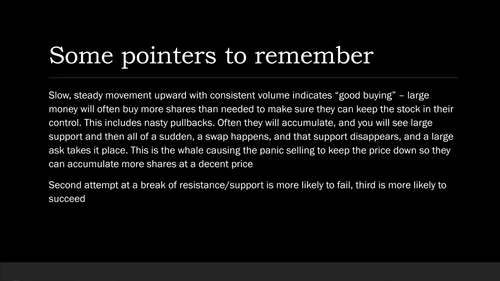Let's get to the points to remember. I think I got a few minutes left. So slow and steady movement upward with consistent volume indicates good buying, right? Large money will often buy more shares than needed to make sure they can keep the stock in their control, like we talked about earlier. So this includes nasty pullbacks. Often they will accumulate and you will see a large support. And then all of a sudden it swaps and they become the resistance, and they're running you into their buy orders, and a large ask takes place. Okay, this is the whale causing the panic selling to keep the price down so they can accumulate more shares.